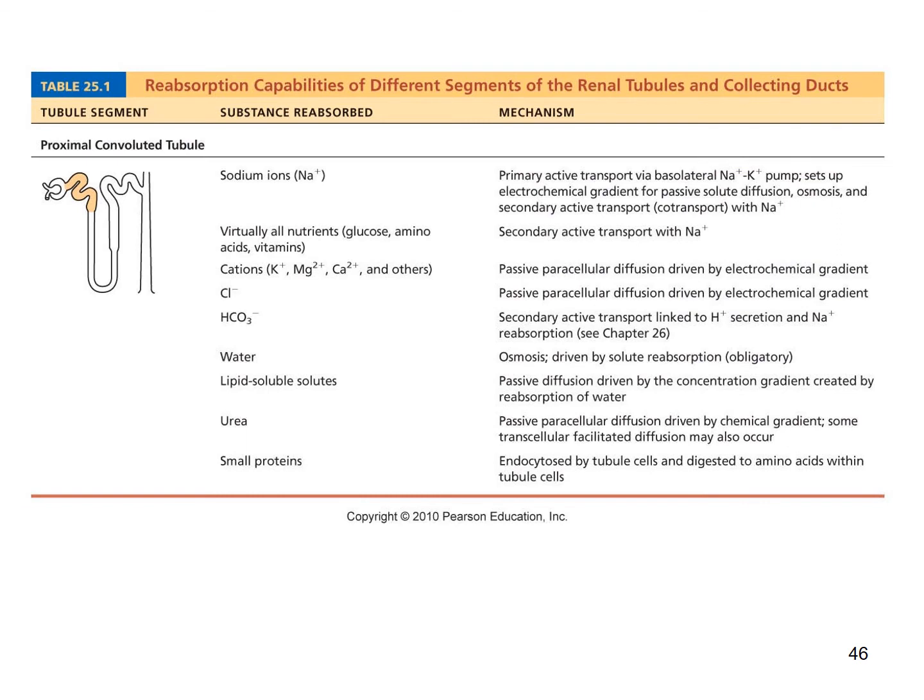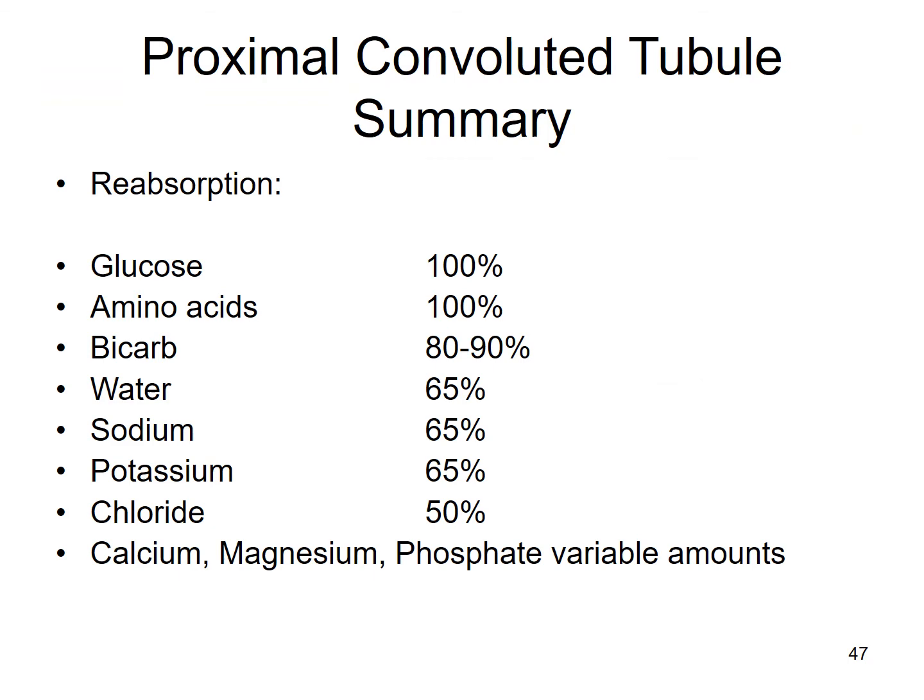So what substances get reabsorbed? Sodium, cations, chlorine, bicarbonate, water, lipid-soluble solutes, urea, and small proteins. So this is our summary of what happens in the proximal convoluted tubule.